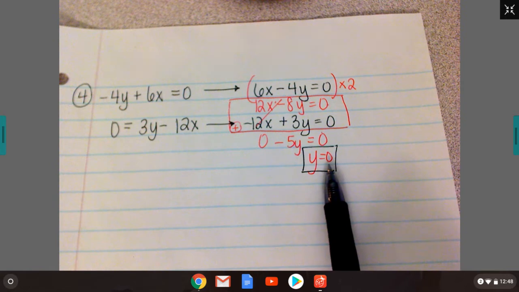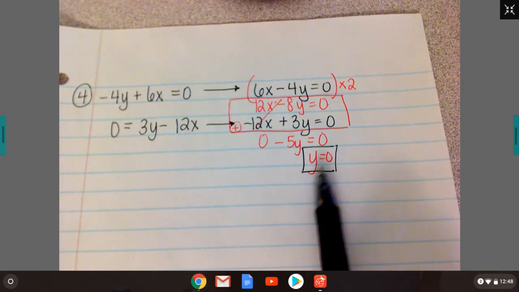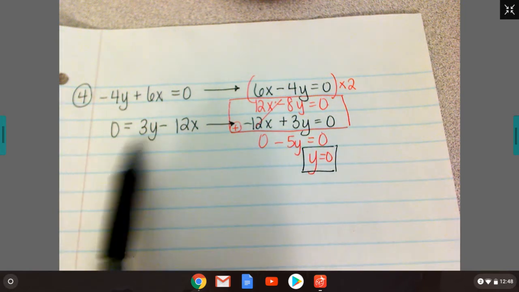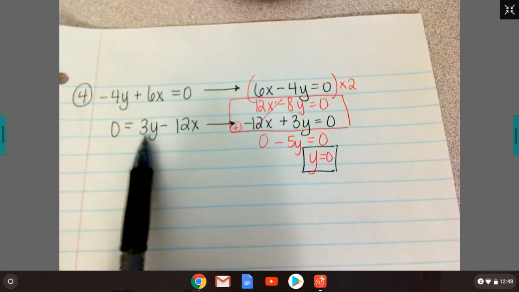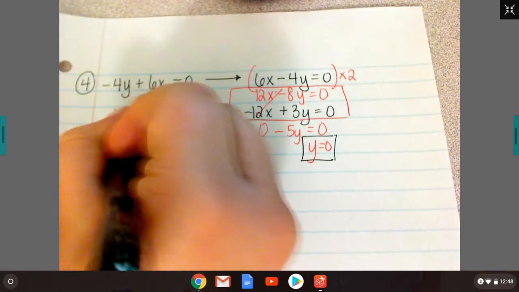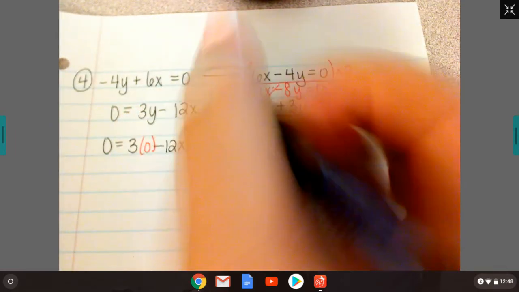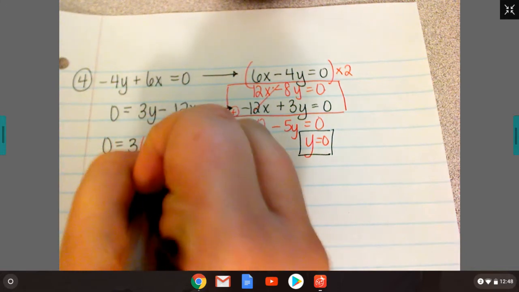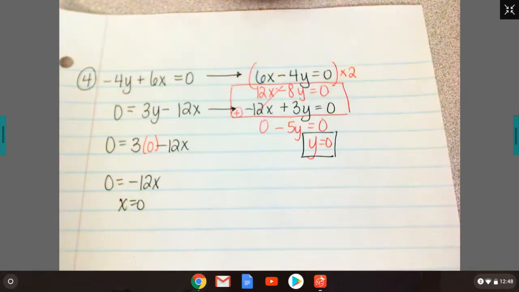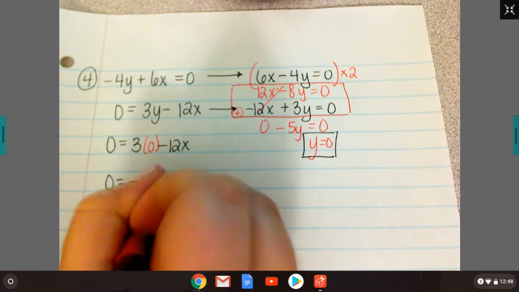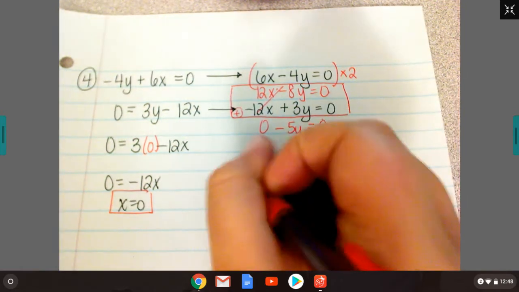Once you get y, you can plug it in to get your x. So I can plug in this y to any of these spots. If I plug it into this spot, I would have 0 equals 3 times 0 minus 12x. So I'd have 0 equals negative 12x, or x equals 0. So I've got my point. These ones cross at the origin, 0, 0.